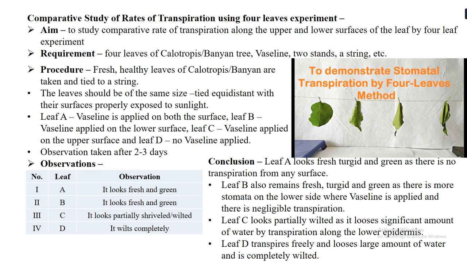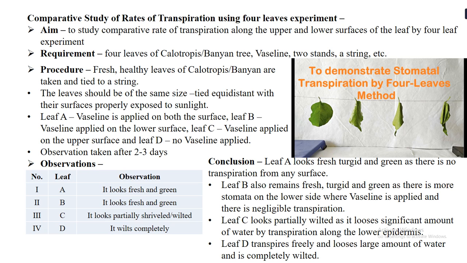Now, if you see this picture over here, I suppose that you already know this experiment. This is something that we are doing from our lower classes. This experiment would have been there for you as a demonstrative experiment in your 9th and 10th standards as well. Now, what is the aim behind this experiment? This experiment is to study the comparative rate of transpiration along the upper and the lower surface of the leaf by this 4-leaf experiment that we do.